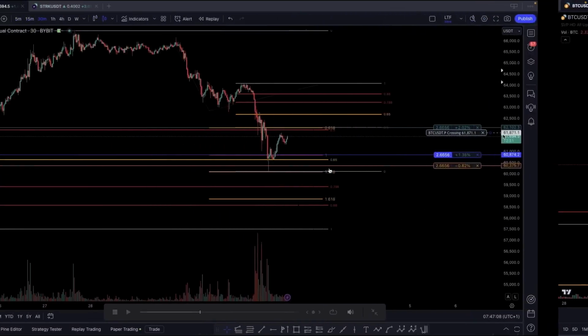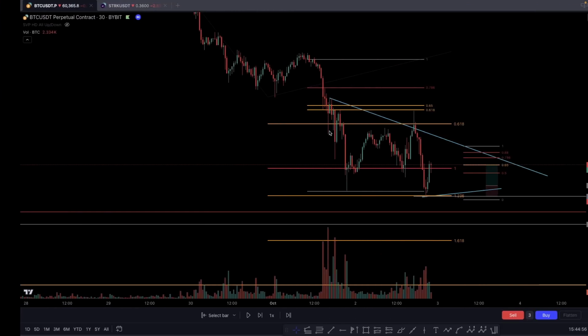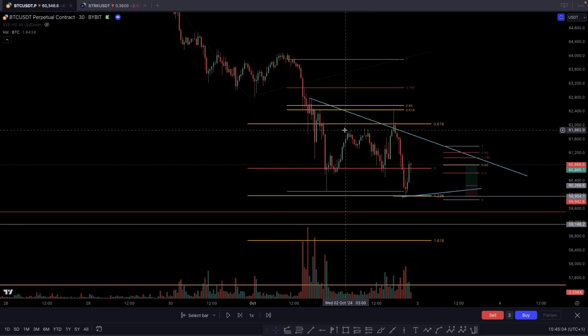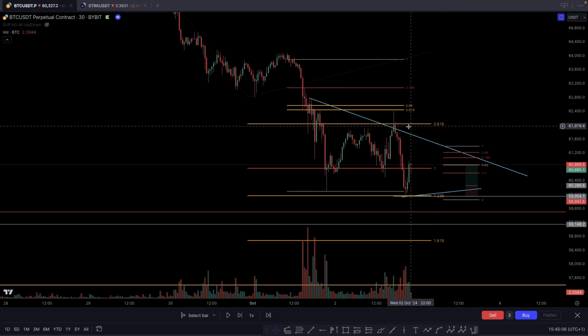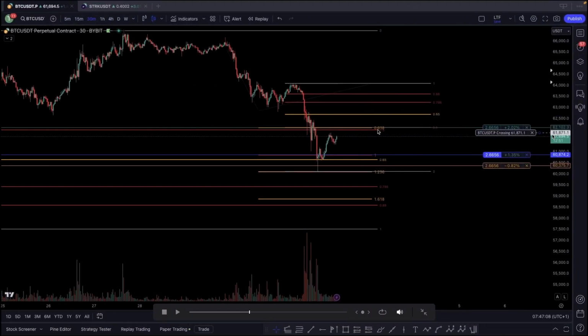So as you can see, my entry is right there on that one. Also on that kind of double bottom just before the move up. So my entry was basically here on the one. So that was my entry. Take profit was above these highs, so at the 0.618, which got claimed perfectly. Take profit, 0.618. See that?